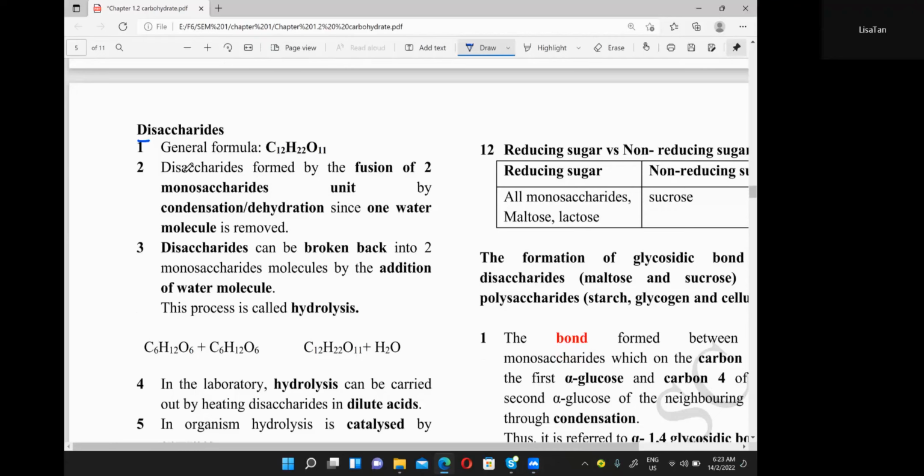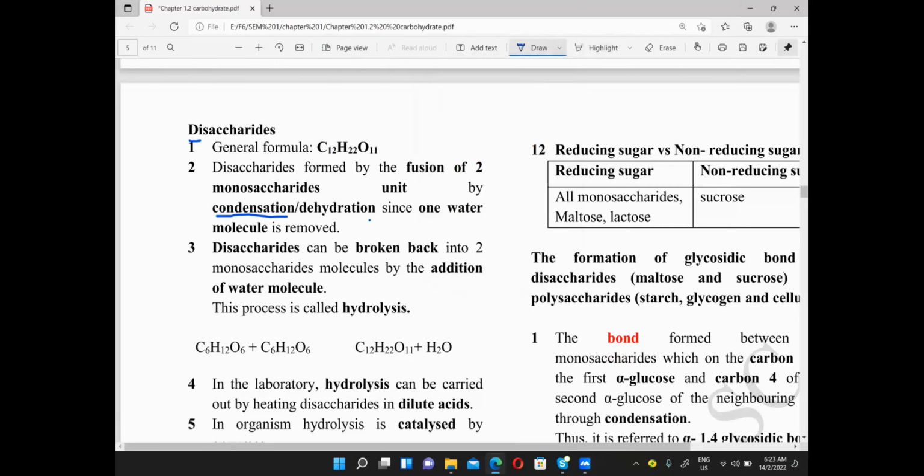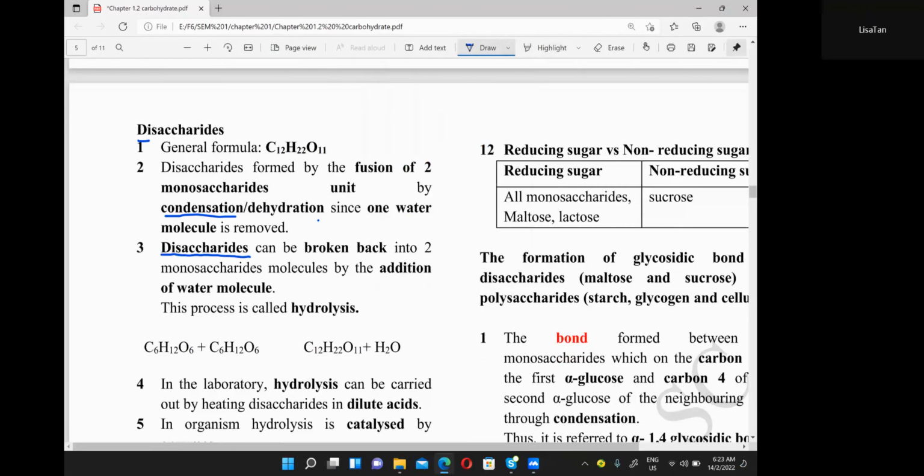Okay, so how to form the disaccharides? Formed by fusion of two monosaccharide units by what process? Condensation, since one water molecule is removed. That means with the removal of one water molecule. So disaccharides also can be broken back into two monosaccharide units by addition of water to them, and this process is known as hydrolysis. So disaccharides can carry out condensation, as well as hydrolysis.